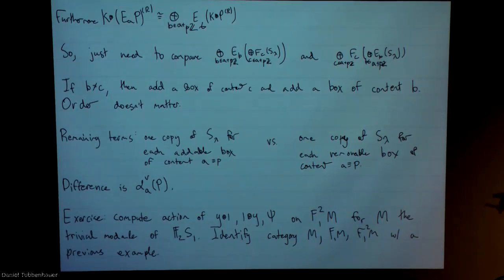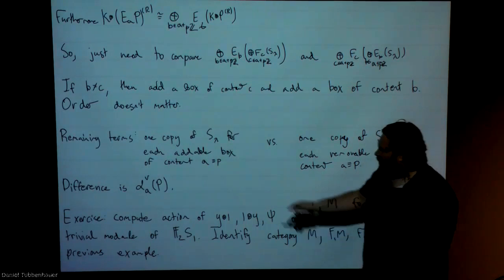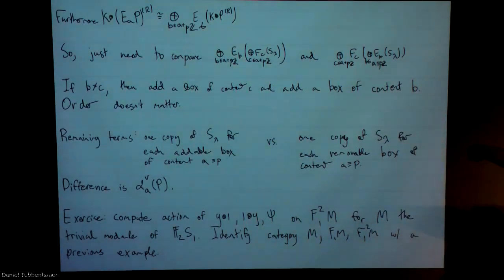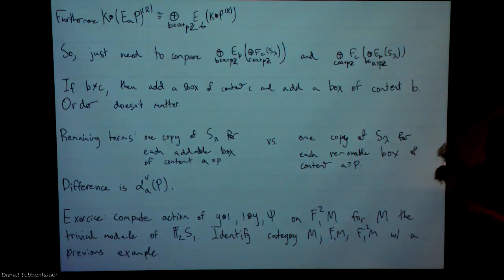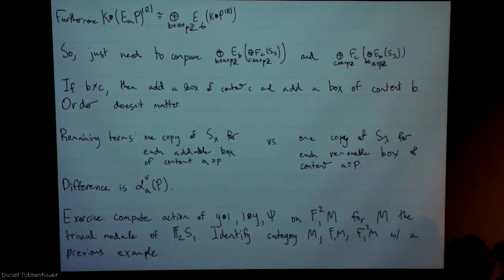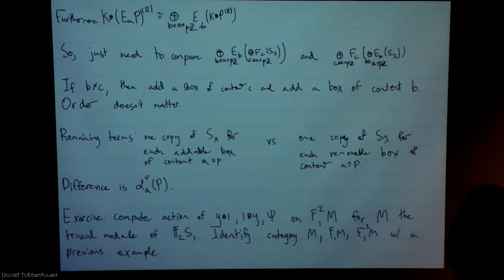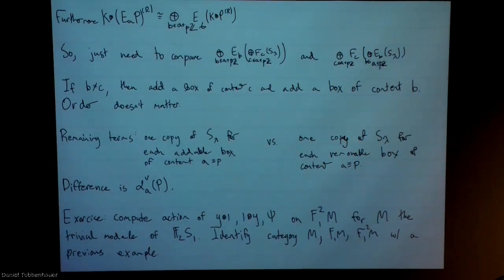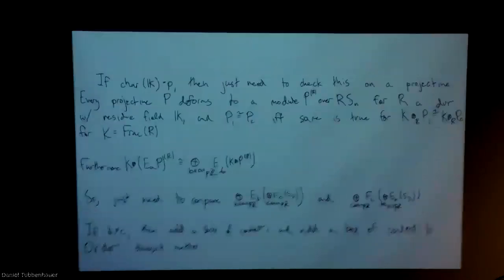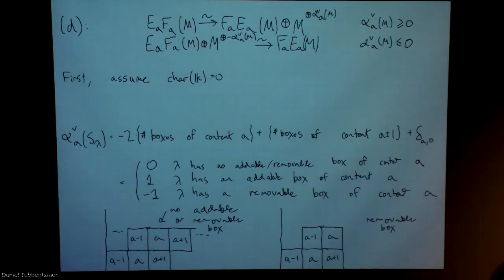I add a box over here, I can still remove one over here, and it doesn't matter which order I did it. So the only terms that matter are when I add a box and then remove it, or remove a box and then add it. So the difference between the two sides, again, comes down to the difference between the number of addable boxes and the number of removable boxes, which was exactly this alpha A check of my module. So since this difference is exactly alpha A check, that's what we needed to check. Okay, we're exactly getting this equation.